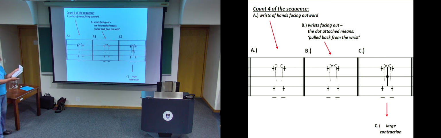Each one of the wrists in B has a dot attached to the apex of the curve, and this refers to the hands being pulled back from the wrist. So actually it pulls back from the wrist. That's why the dot is attached and that's why we talk about the wrist direction. In C, as I've said in the previous slide, the final position shows a larger contraction and the knees are bent deeper, the hands have moved up from count three to finish at shoulder height. So that was the same as before.